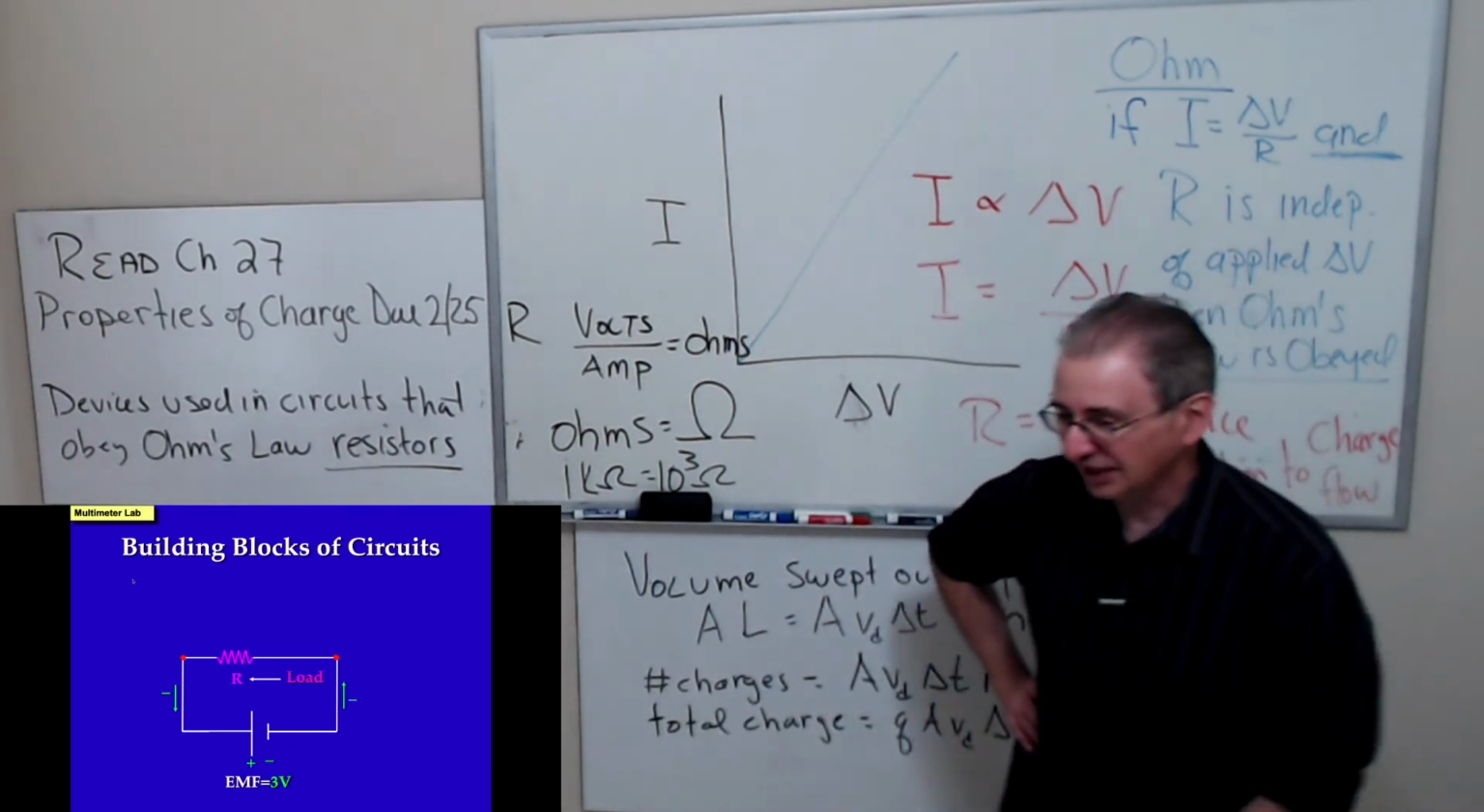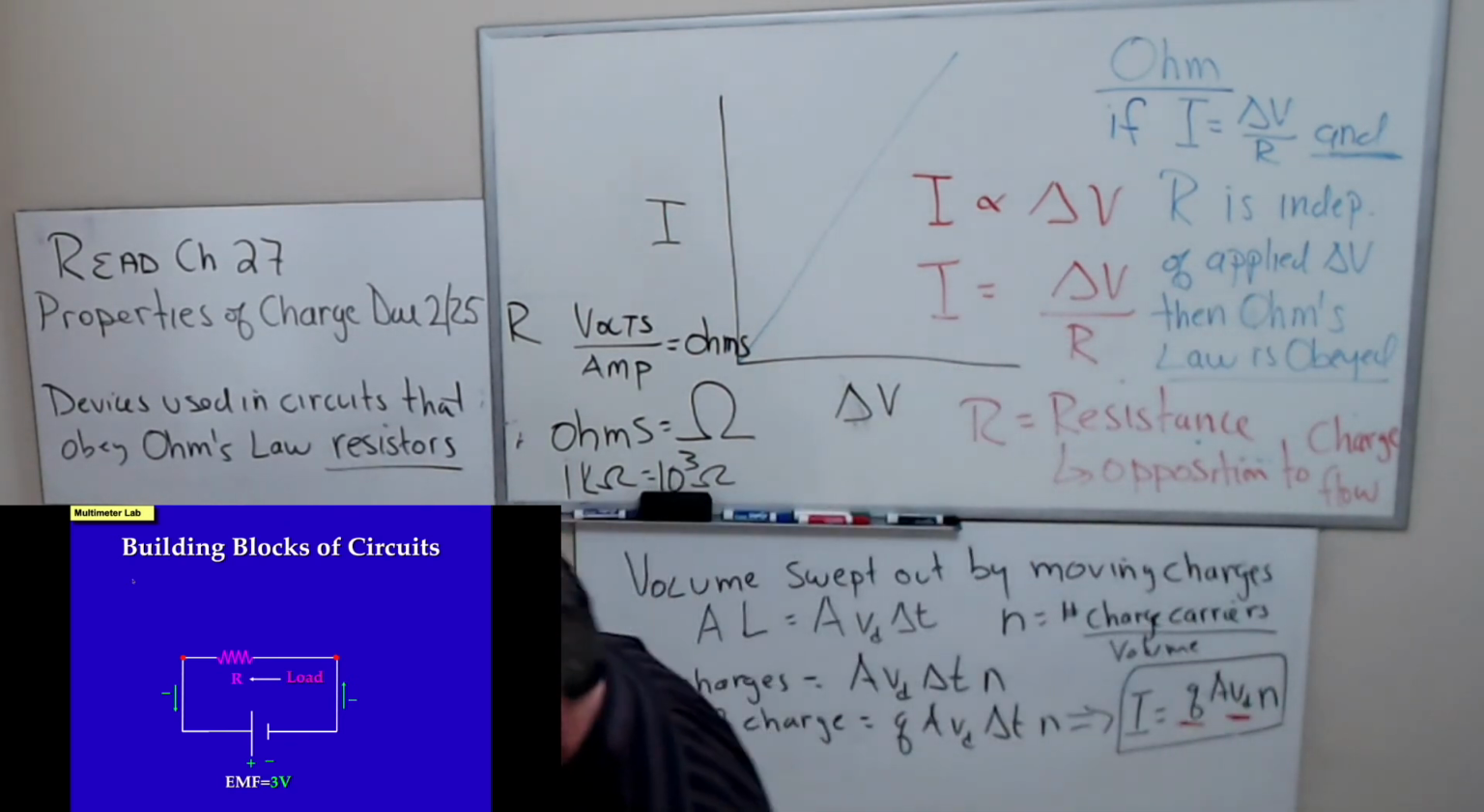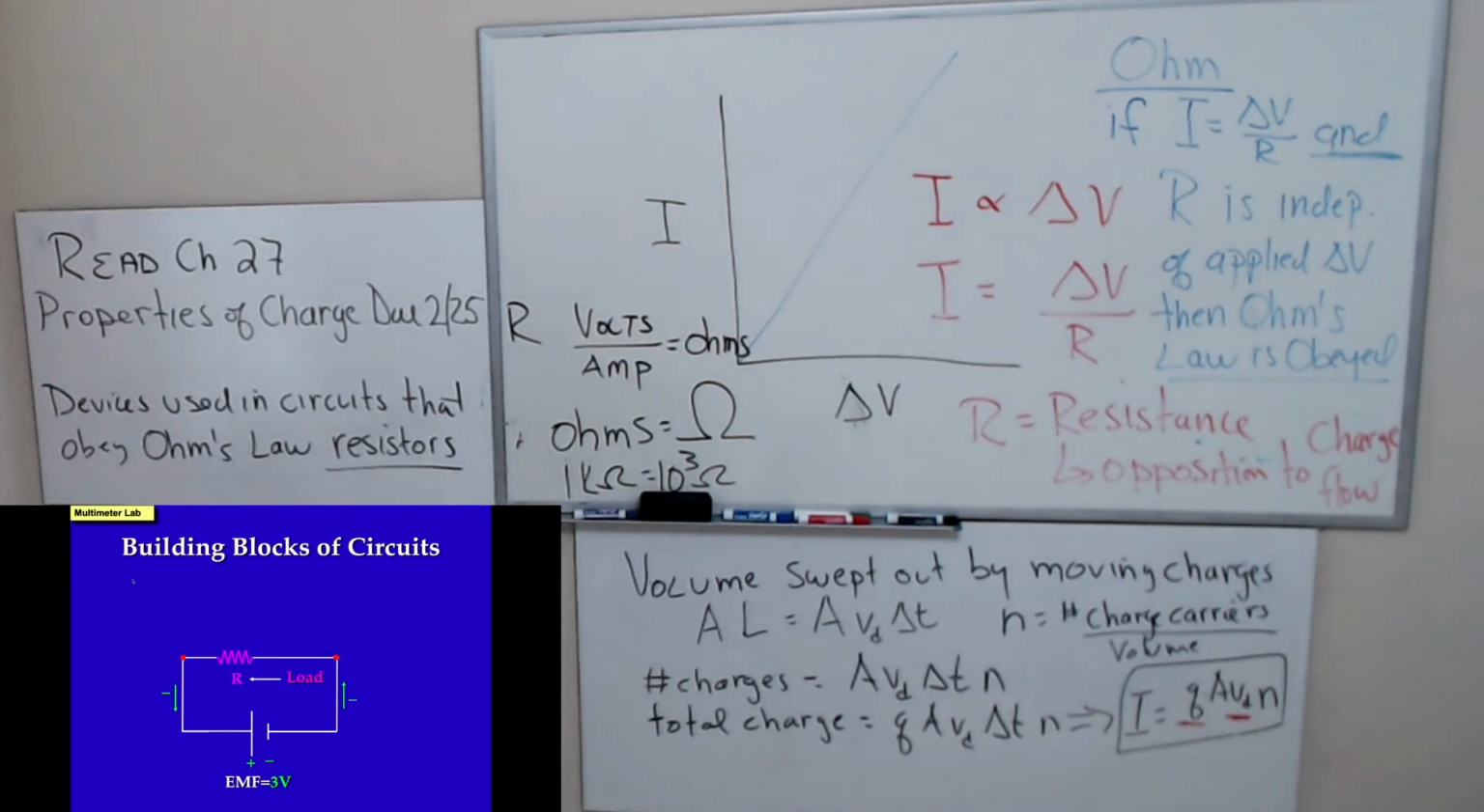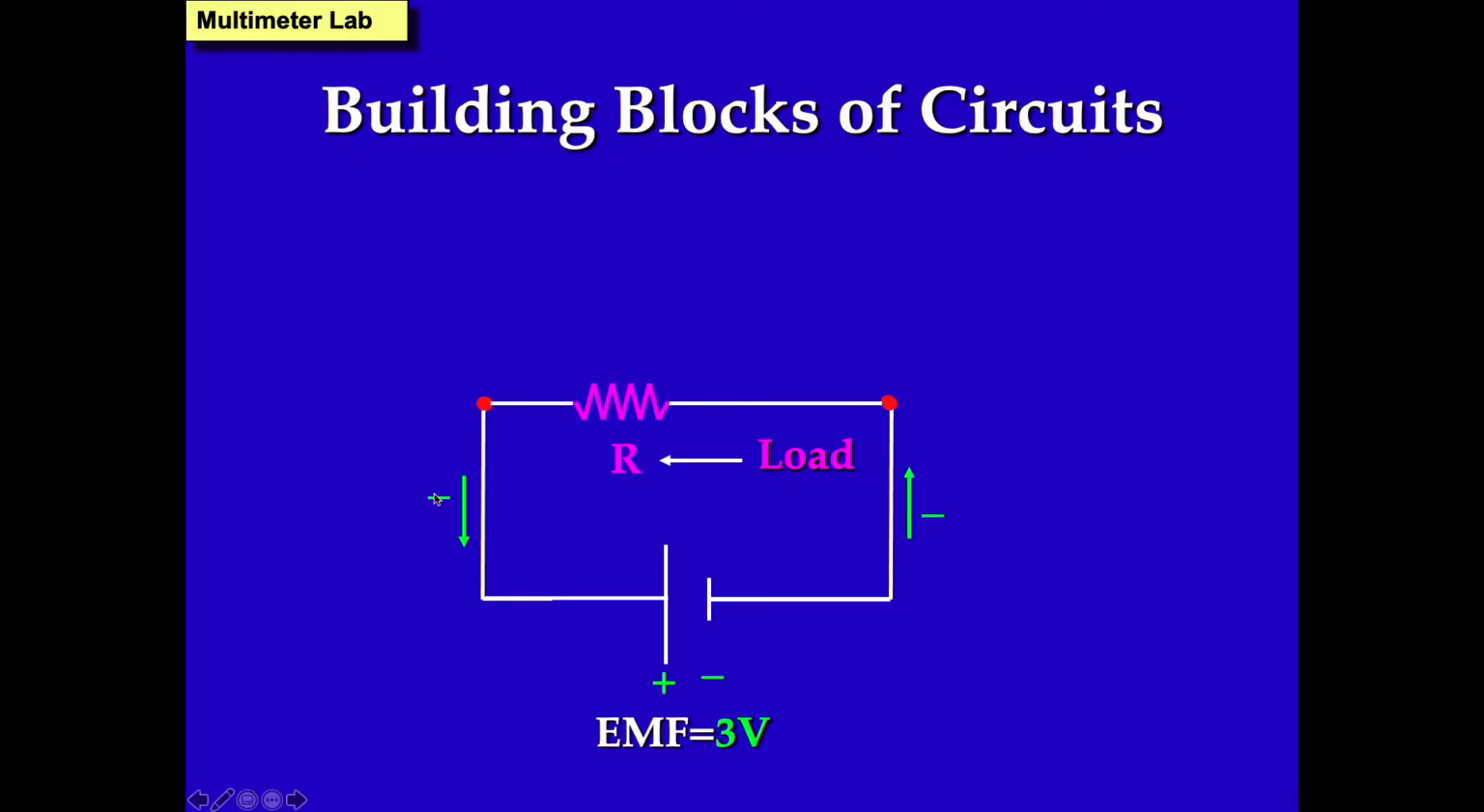Okay, so let's take a look at this circuit. This is the simplest circuit you can have. So what are the parts of this thing? Well, there's the wires, there's the power supply. The resistor that you see there is called a load. And the green arrows are representing the electrons that are going through the wire.